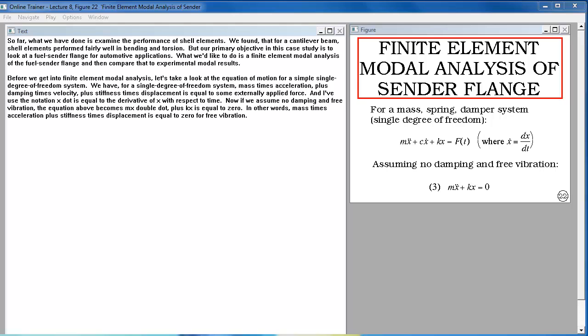Before we get into finite element modal analysis, let's take a look at the equation of motion for a simple single degree of freedom system. We have, for a single degree of freedom system, mass times acceleration plus damping times velocity plus stiffness times displacement is equal to some externally applied force. And I've used the notation x dot is equal to the derivative of x with respect to time. Now if we assume no damping and free vibration, the equation above becomes m x double dot plus k x is equal to 0. In other words, mass times acceleration plus stiffness times displacement is equal to 0 for free vibration.